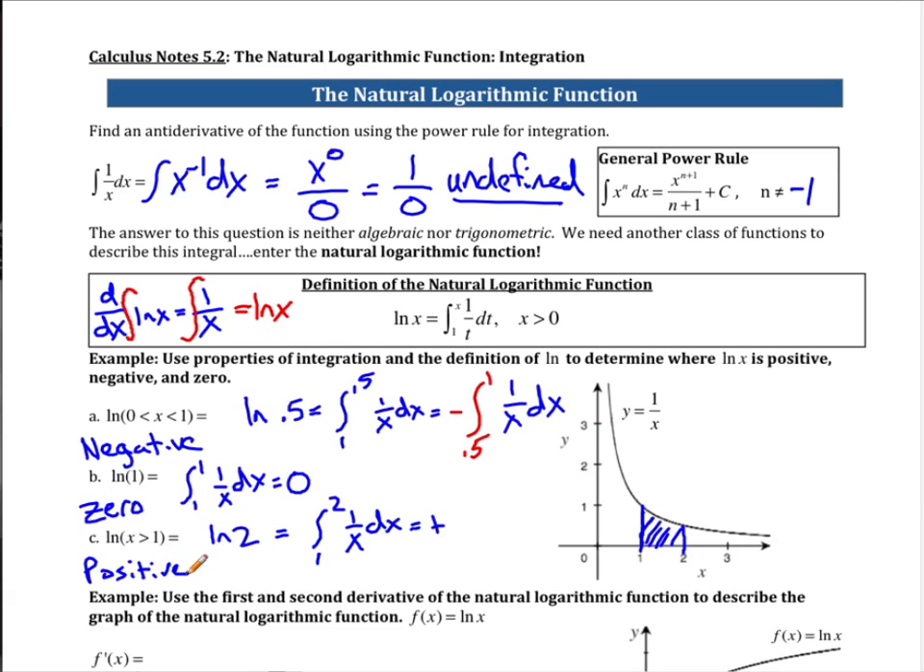Okay, so we were just using the integral here to determine whether the natural log was negative, 0, or positive. And you can see if x is between 0 and 1, it's negative. If it's 1, it's 0. And if it's greater than 1, it turns out to be positive.